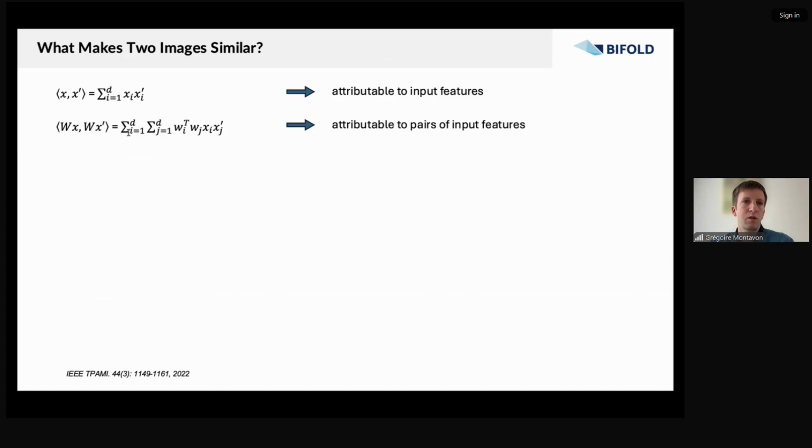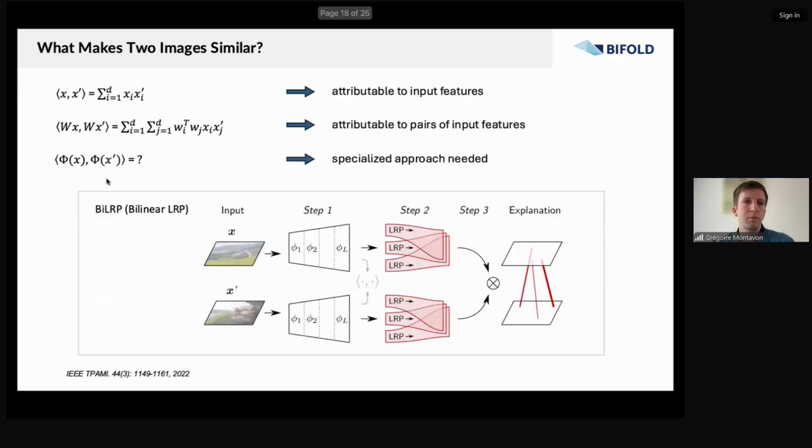And of course, we wanted to tackle more general representations. So we developed an algorithm called BiLRP, bilinear LRP, which basically allows us to generate this kind of pairwise explanations for arbitrary neural network feature maps. And so the way it works is that we pass as input our two images. We are feeding them into the neural network, and then at this level, phi L, there is a representation, for example, the output of CLIP, let's say. And you can look at the similarity by computing the dot product.